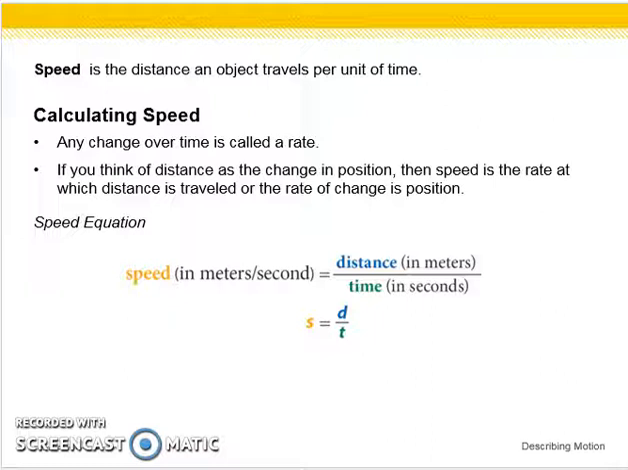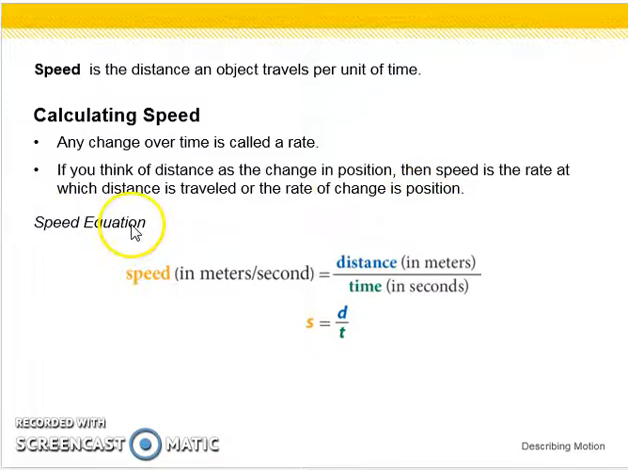So, speed, here's another word, is the distance an object travels per unit of time. So how do we calculate speed? Make sure you're adding this. Any change over time is called a rate. If you think of distance as the change in position, then speed is the rate at which distance is traveled, or the rate of change in position.